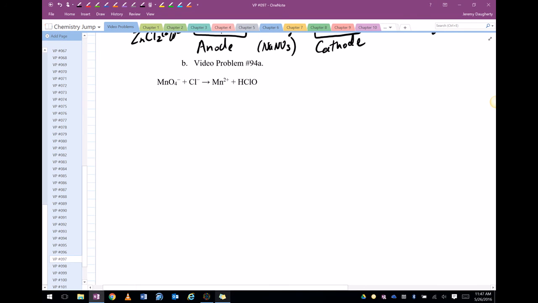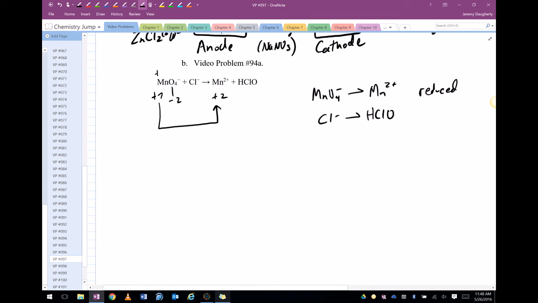Okay, so this one's already in the net ionic. So let's see, what's going on here? I've got the oxygen, which is a -2, so manganese has to be +7, and over here it's positive 2. From that alone, I can figure out what's happening. That is gaining electrons, so that must mean it's being reduced. So the permanganate, MnO4 minus, going to manganese is being reduced. That must mean that the chloride going to HClO is being oxidized.